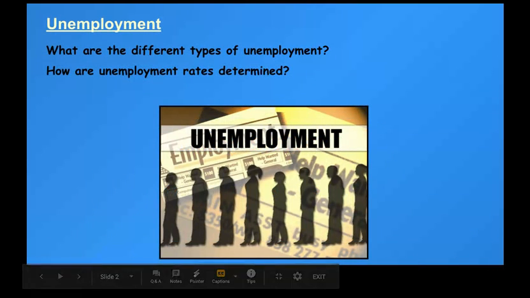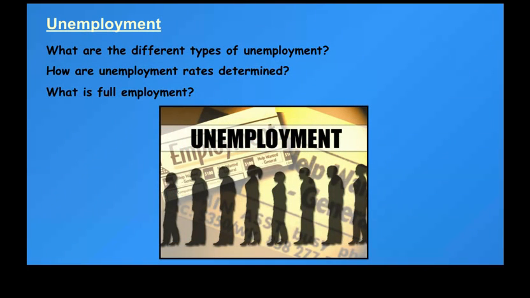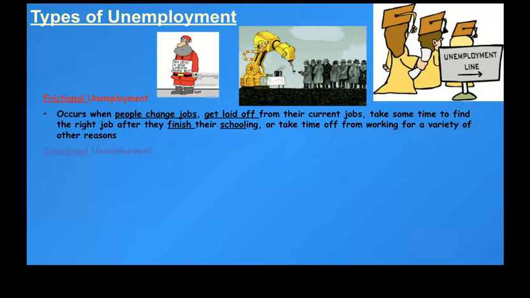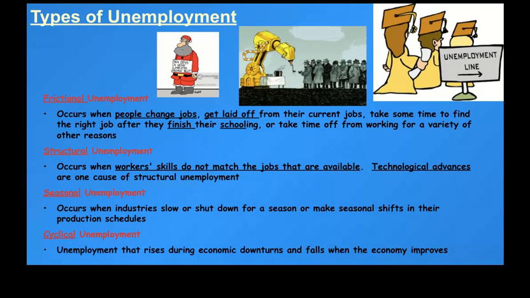So first we're going to be looking at unemployment. What are the different types of unemployment, how are unemployment rates determined, and what is full unemployment? We have four different types of unemployment. Frictional unemployment occurs when people change their jobs or get laid off from their current jobs. This can also happen after you graduate from school and you don't have a job quite yet. These are the most common types of unemployment.